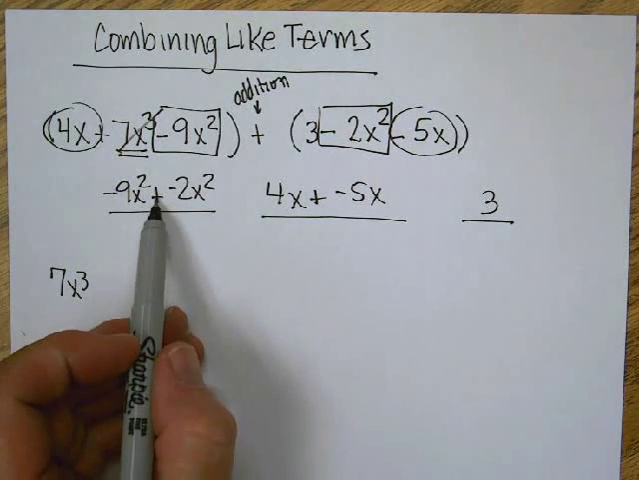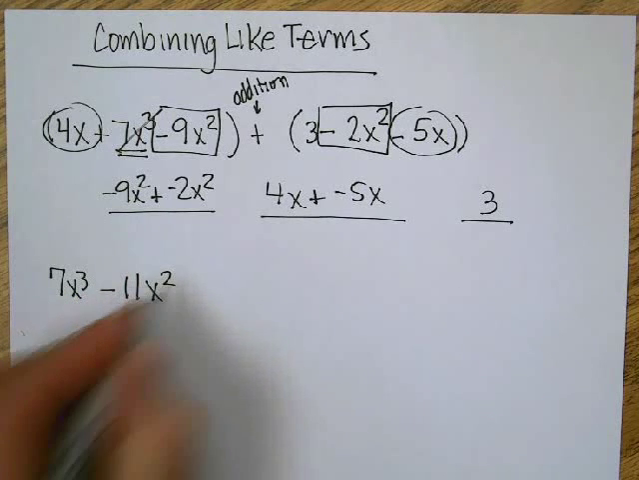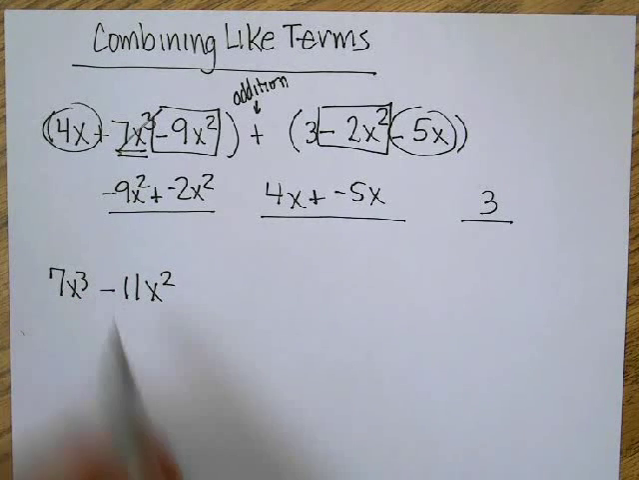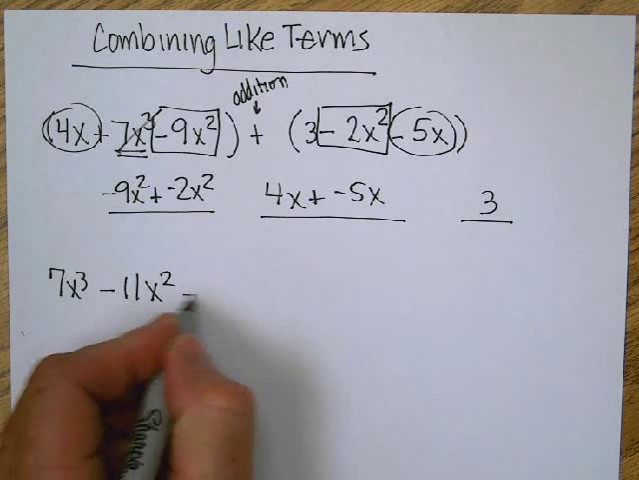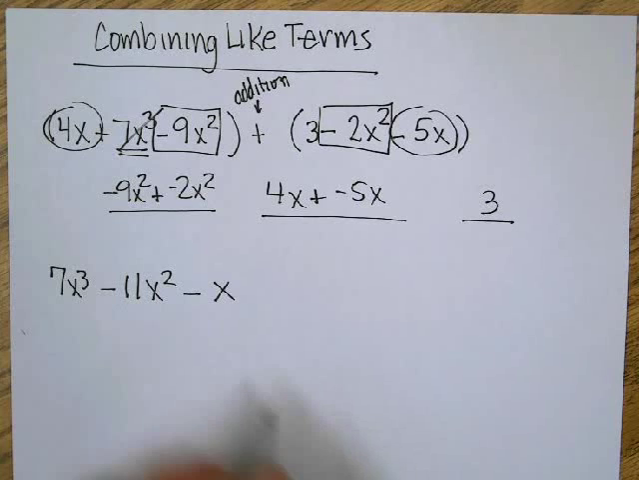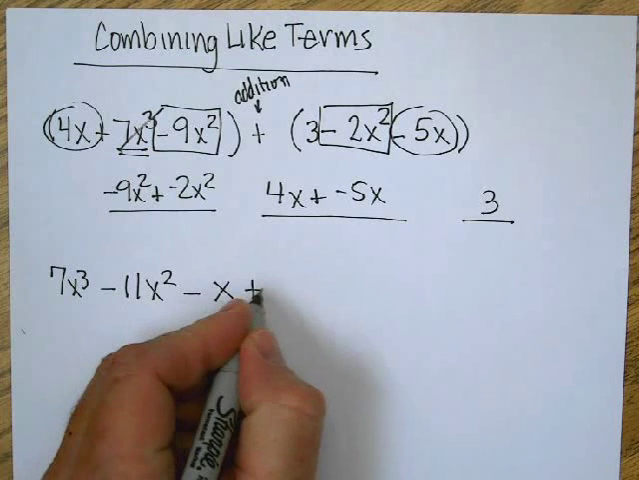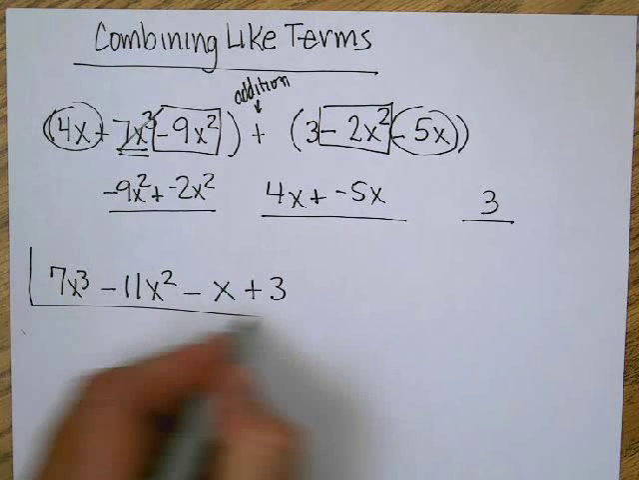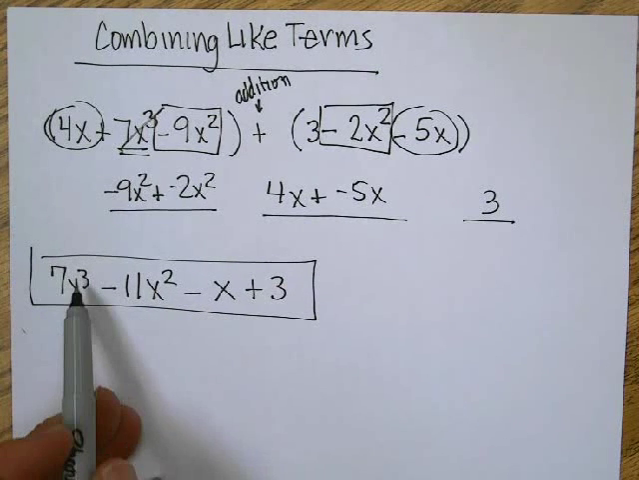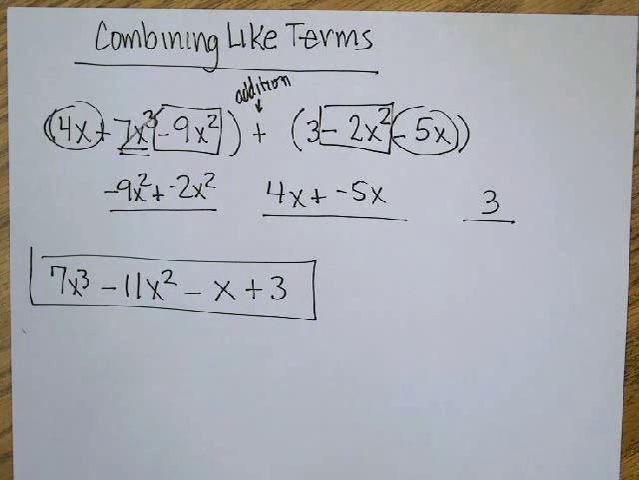Adding these two, negative 9x squared plus negative 2x squared is negative 11x squared. You could also write that as plus negative. 4x plus negative 5x is negative x. You could once again also write that as plus negative x. And then 3 is by itself here, so we're just going to write 3. So this is our answer. And notice we've written it from highest exponent to lowest exponent.